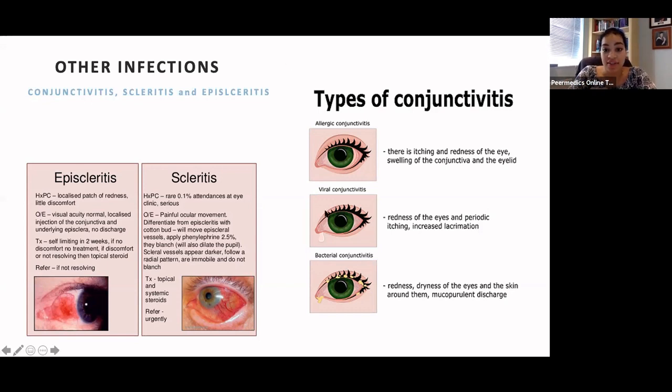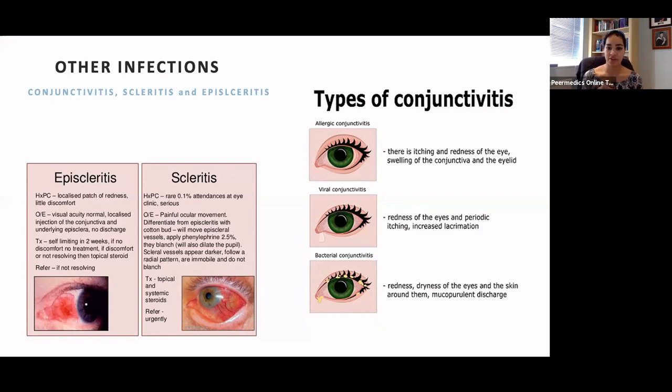Viral conjunctivitis, on the other hand, is red, and it's much more watery. The discharge is very clear and watery. It tends to be either an adenovirus or a herpes. Obviously, herpes tends to be a more severe clinical picture than an adenovirus, and it can last 8 or 9 weeks.